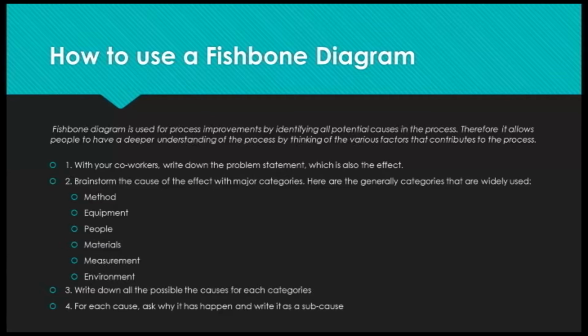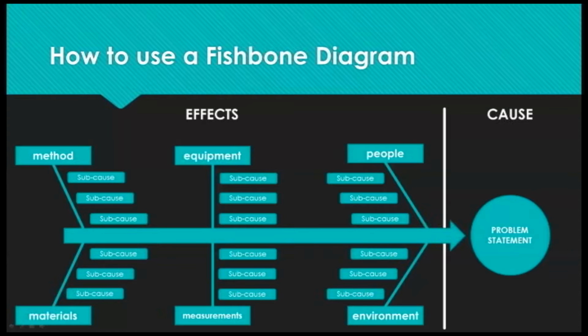And then we look into some different categories. The general categories we have here are the method, equipment, people, materials, measurement, and environment. And so we list those things out, and then we write down all the possible causes for each of those categories. And then for each cause, we ask why it has happened and write it as a sub-cause. So we'll go look into the visual example here.